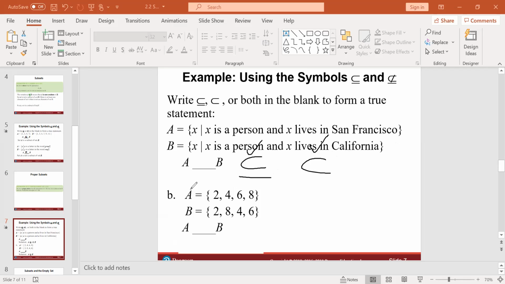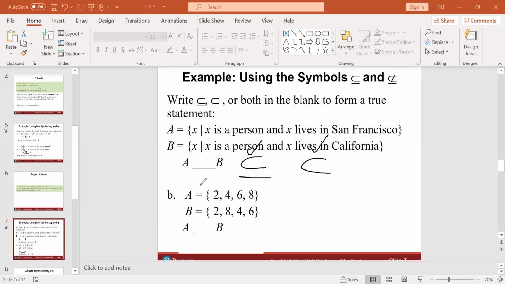Next example, the set A is the set of numbers 2, 4, 6, 8. Who do we appreciate? Can't believe I said that. I apologize. Sometimes, things take over. 2, 4, 6, 8. Is that a subset of the set 2, 8, 4, 6?